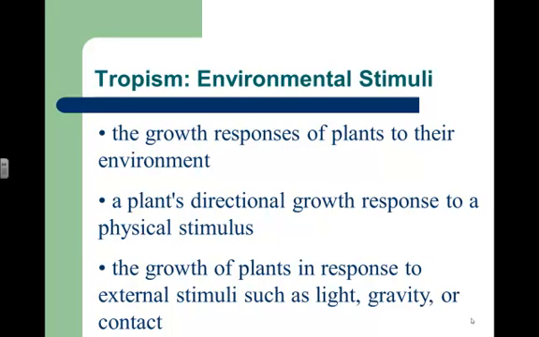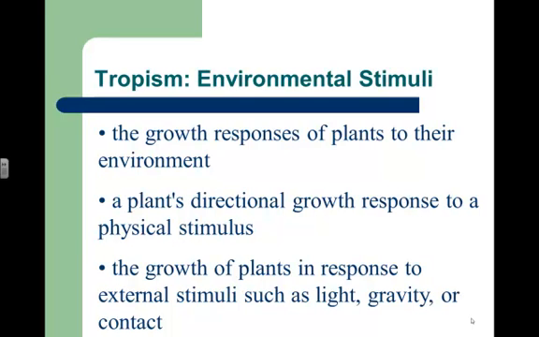Now the other kind of stimuli is what we call environmental stimuli. And this area is known as tropism. Tropism is the growth responses of plants to their environment, growing either toward it or away from it. A couple of other definitions that I think are good to look at are on the slide here. A plant's directional growth, toward or away, in response to a physical stimulus. The growth of plants in response to external stimuli.